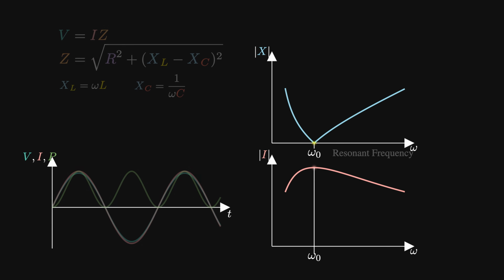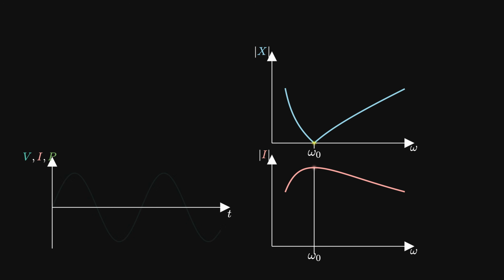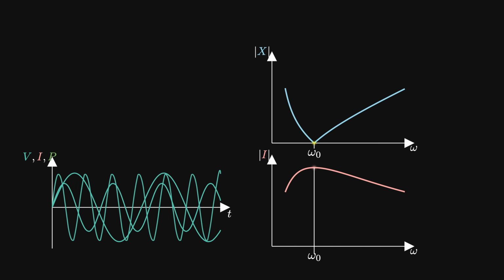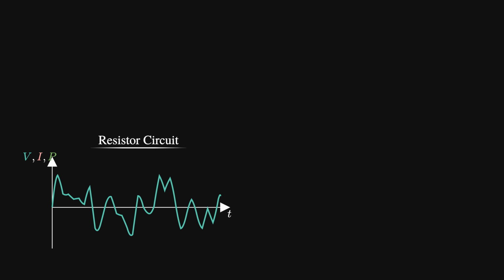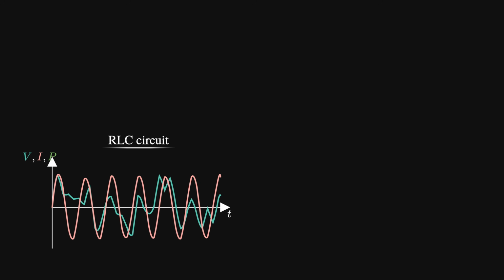Imagine instead of a single AC voltage source, the current is driven by a signal containing many frequencies at once. This is exactly what happens in a radio antenna. It picks up electromagnetic waves from many different transmitters, producing a voltage signal that contains all of those frequencies combined. If this input was attached only to a resistor circuit, any frequency of voltage would pass straight through the circuit, and the current would look like so.